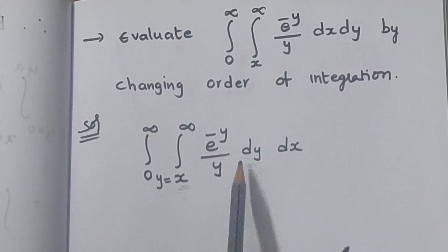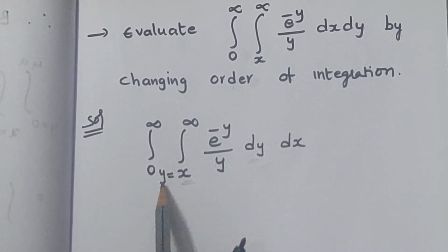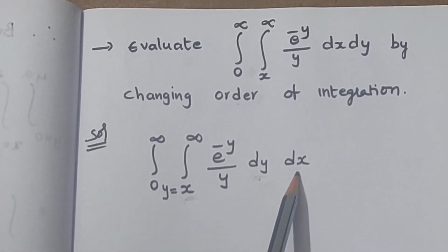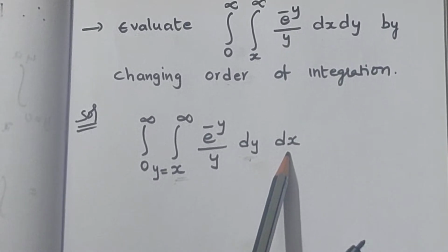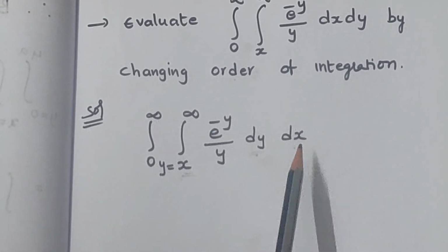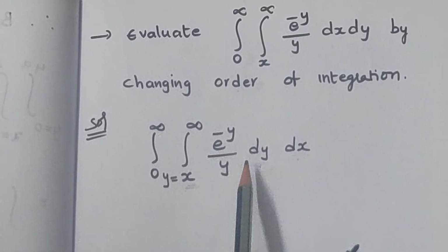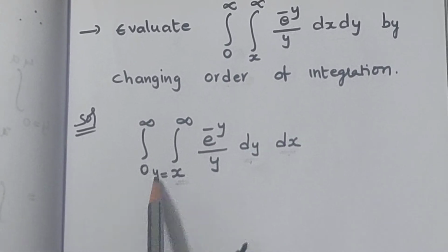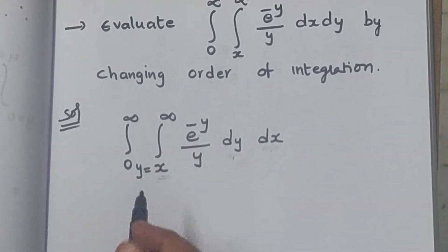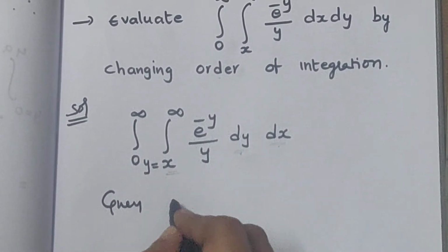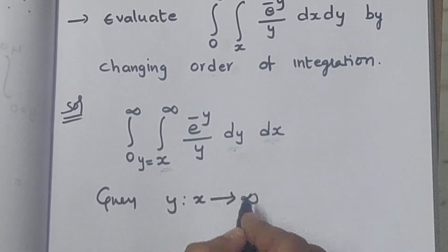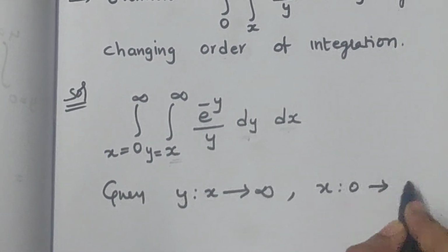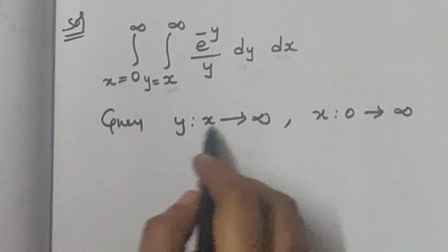Changing the order means, according to the given limits, first we have to do with respect to y and later with respect to x. That is the order of integration. But they ask to change the order, which means first do it with respect to x and later with respect to y. But to do with respect to x, these limits are not useful. Here the given y limits are from x to infinity, and x limits are from 0 to infinity. So these are the given limits.